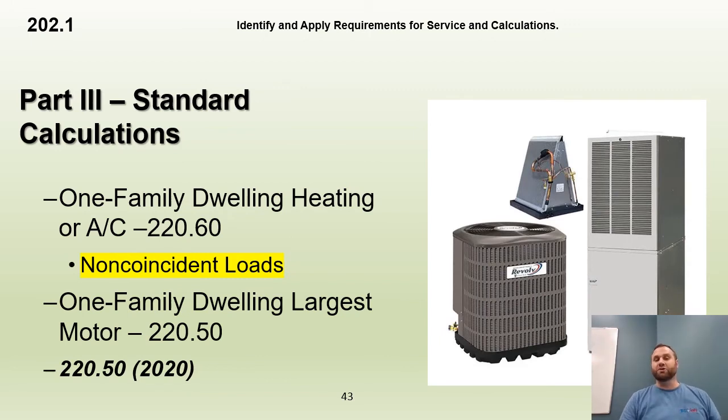Now, on to one family dwelling heating or AC, or a better way of putting it would be non-coincident loads. Remember, a non-coincident load is a load that will never run at the same time as another load. An example that we see more common than others, and especially in a home, is the heating versus air conditioning. Dwelling heating versus dwelling AC.